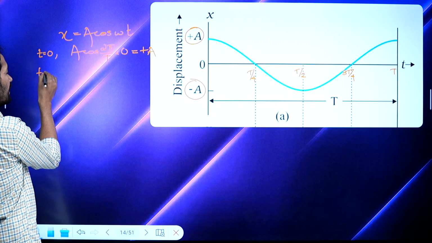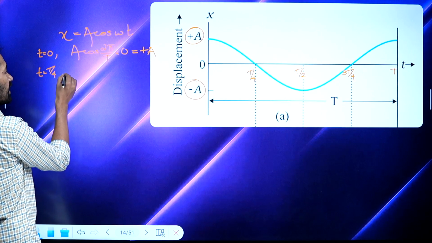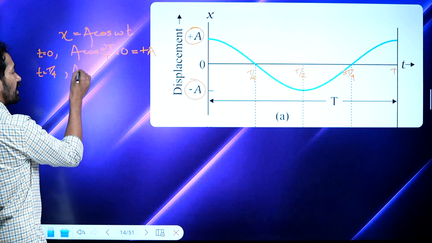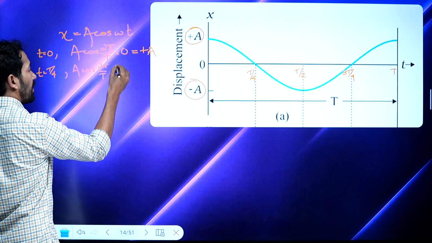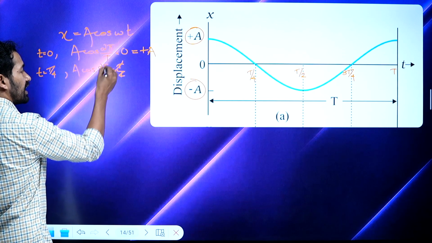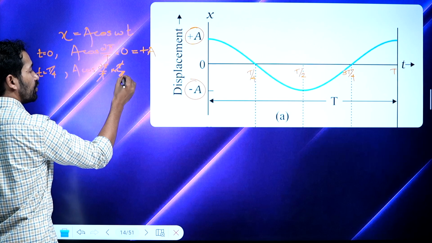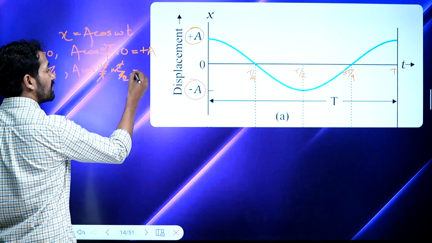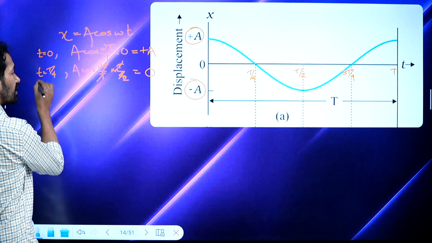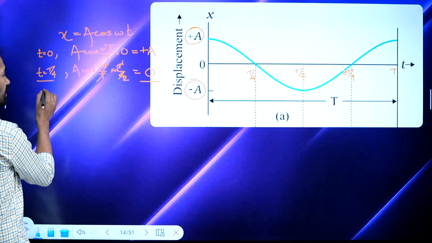Now at time t is equal to T by 4, it is a cos 2 pi by capital T into T by 4. So T gets cancelled, and 2 and 2 get cancelled. So what is pi by 2? Cos 90. Cos 90 is 0. So at T by 4 the particle will reach position 0.